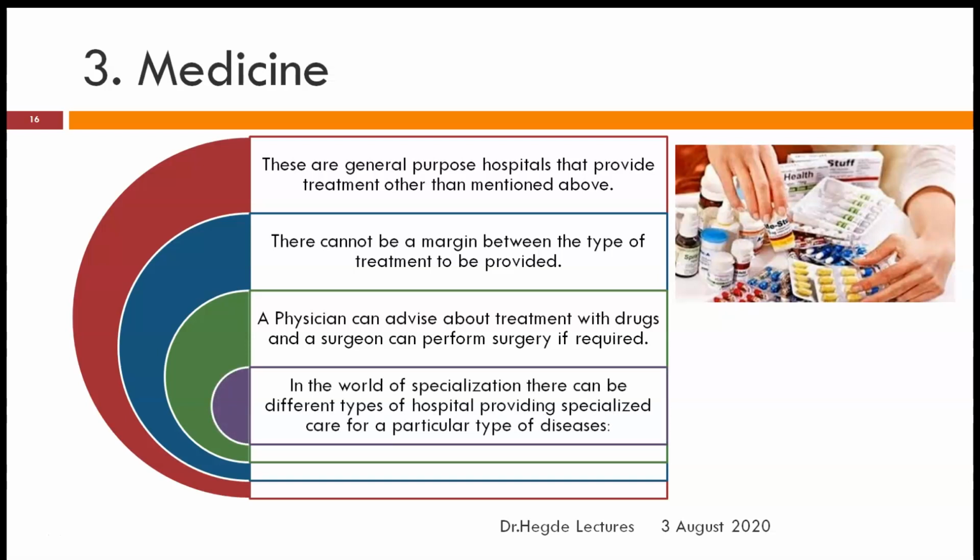In the world of specialization, there can be different types of hospitals providing specialized care for a particular type of disease. So what we are speaking of now, firstly, a patient can directly go to the primary healthcare provider, which we'll be seeing in detail in coming slides. And sometimes when he goes to the physician, the physician may advise that a surgery is required, and he may be sent to the surgeon as a referral for operating some kind of surgery.